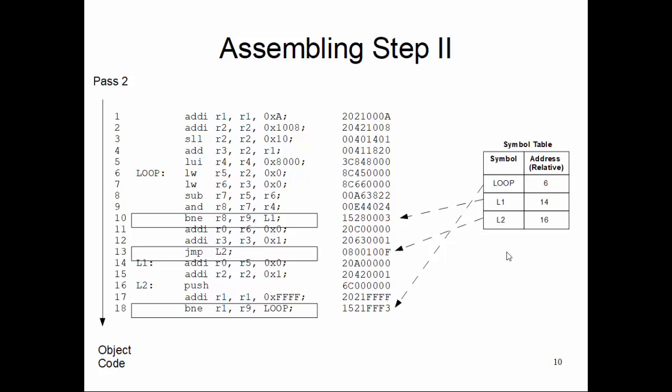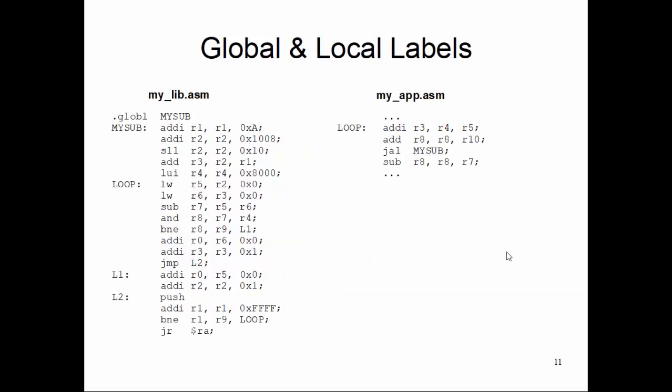Now let's talk about how two different source codes, and by source code here I mean the assembly code, in different assembly files which will be assembled separately through assemblers, can use or refer to a label which is defined in another source code.